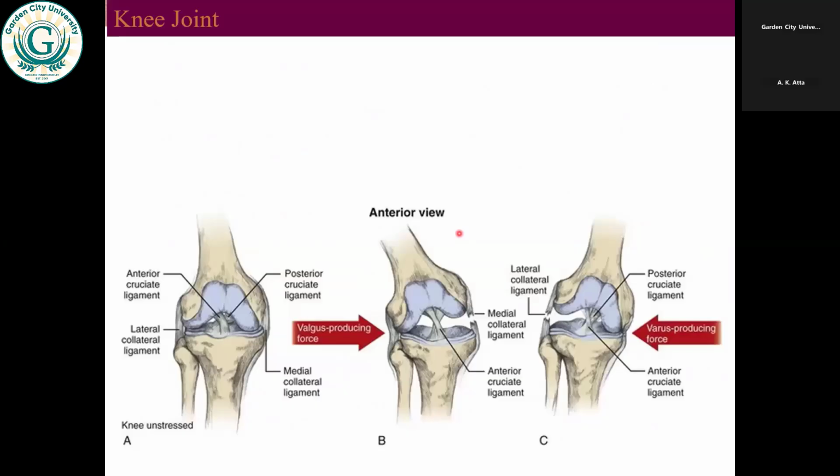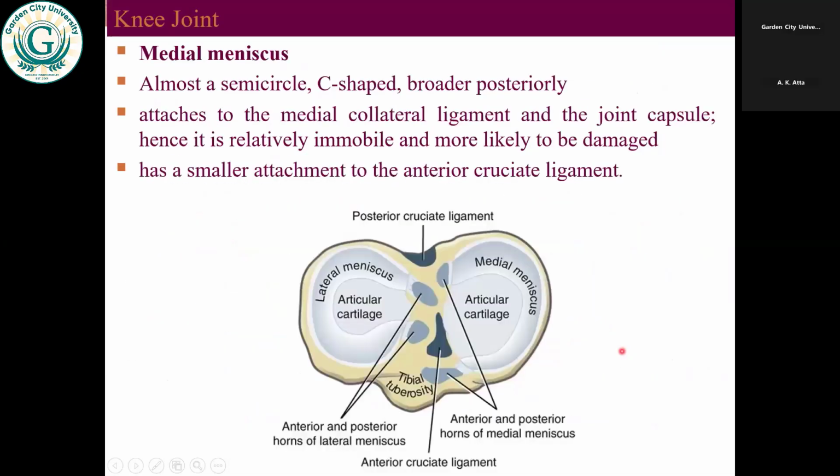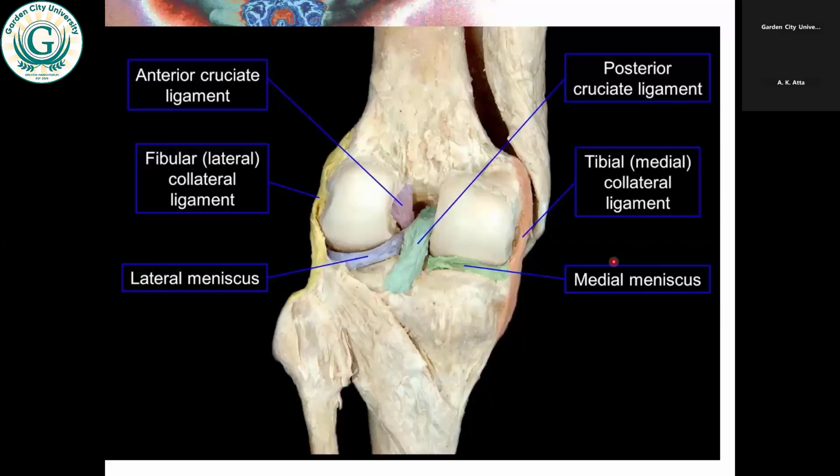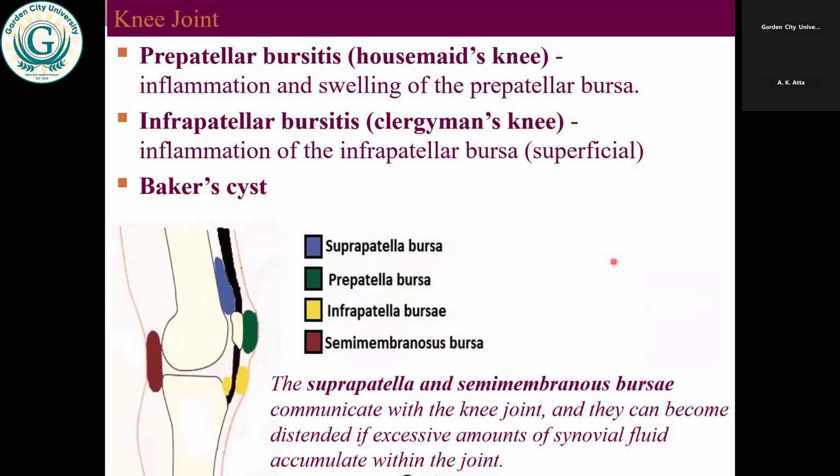Collateral ligaments. So that's the meniscus. So there's a meniscus. Yeah, very nice image here. There are the bursae that you find around the knee joint.